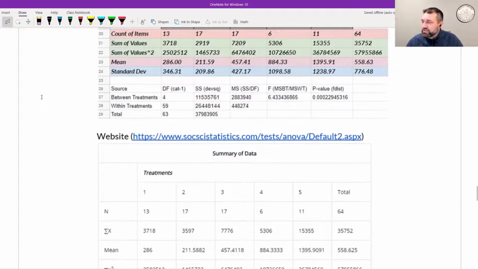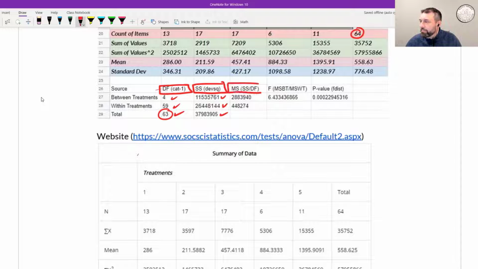So here is the calculation for the degrees of freedom for the in-between treatments, the within treatments, and the total treatments. If you add them all up, the degrees of freedom is one less than the total number, and then you split that up into these two. Here is the sum of the deviations squared for the between treatments, the within treatments, and the total treatments. If you take these values and you divide them, you get these. And then if you take these two and divide them, you get your F score.